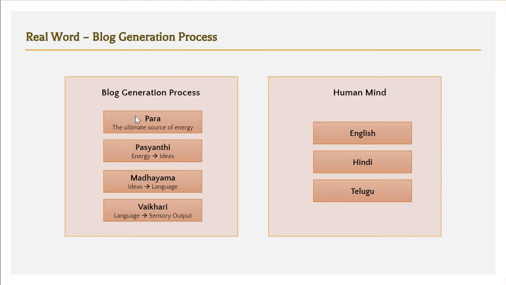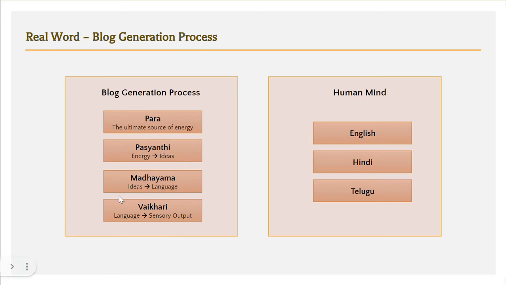For any movement to happen, there should be energy. So the first step is pure energy. And in the next step, what is happening is that pure energy gets converted into ideas. So at this stage, the human might be thinking that he needs to write a certain blog post on certain topics. Like for example, he should write on Rama and Krishna and their friendship. So all that ideation is happening at this stage.